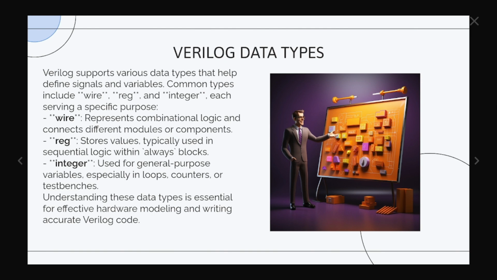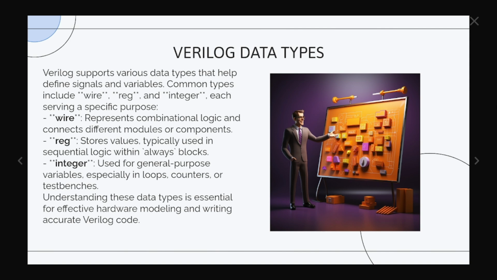Verilog supports various data types that help define signals and variables. Common types include wire, register, and integer, each serving a specific purpose. First is wire. Wire represents combinational logic and connects different modules or components. It connects modules with modules and components with other components.